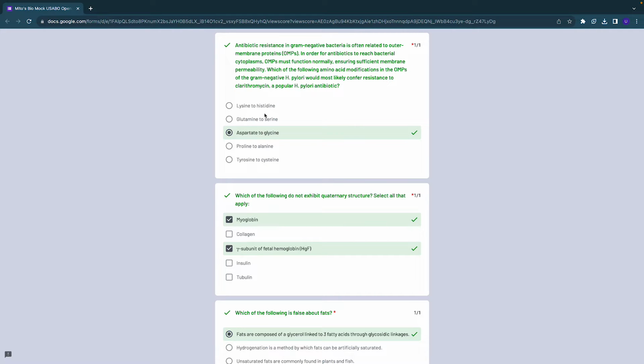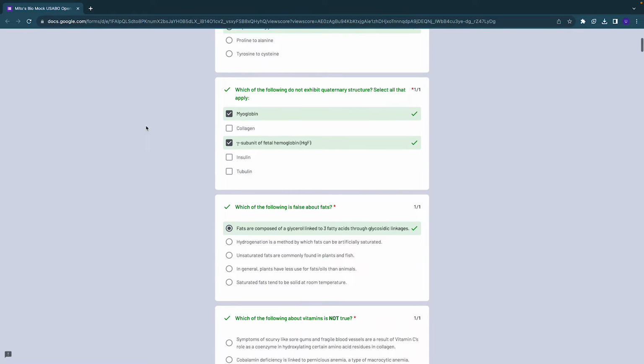So first is lysine to histidine. So this one is from a basic amino acid to another basic amino acid, so it wouldn't be so big of a difference. Glutamine to serine, those are both polar. Now, aspartate to glycine, that is an acidic amino acid to a nonpolar amino acid, so that's a pretty big change. And proline to alanine, nonpolar to nonpolar, not a big change. And then tyrosine to cysteine is polar to polar, so not a big change. So the answer is aspartate to glycine.